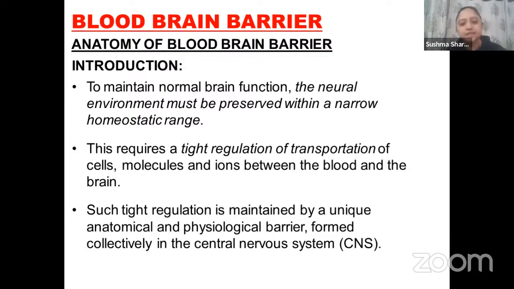See, this is actually a physiology topic, and I've just added it over here. And what is the blood-brain barrier? Mainly anatomy. I'll cover only the anatomy part here. To maintain a normal brain function, the neural environment must be preserved within a narrow homeostatic range. The brain is extremely sensitive to hypoxia, extremely sensitive to toxins as well. Because of this, it requires a very tight regulation of transportation of cells and molecules and ions between the blood and the brain. That regulation is what is maintained by the blood-brain barrier.